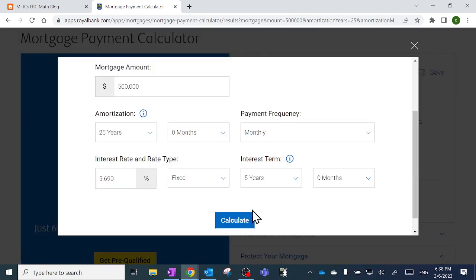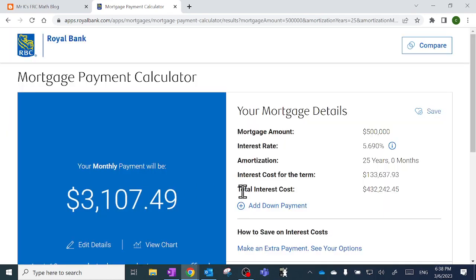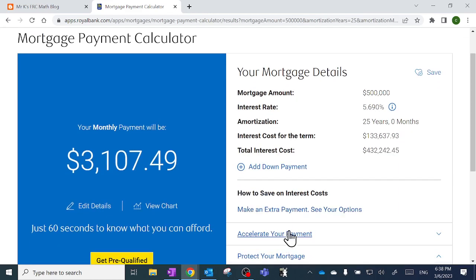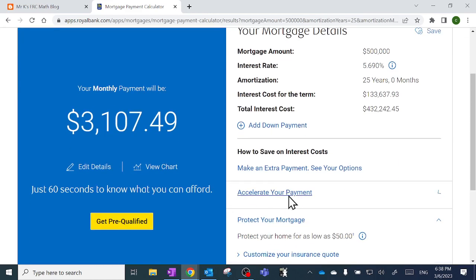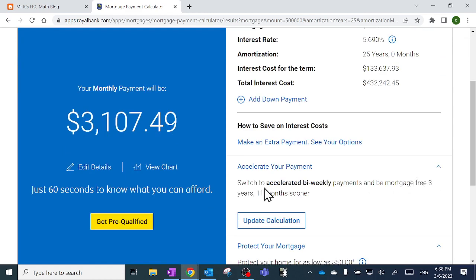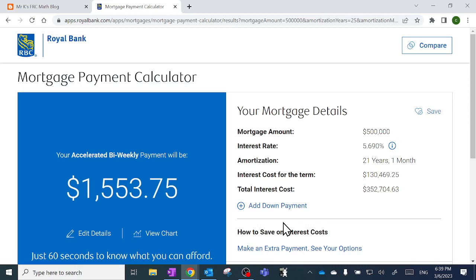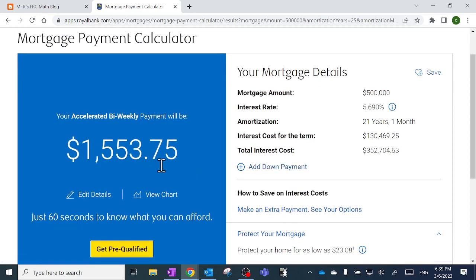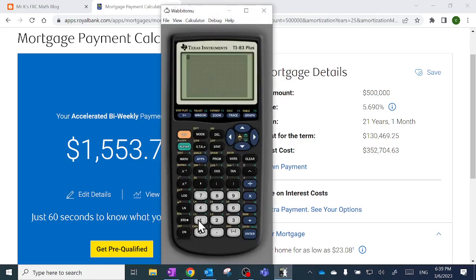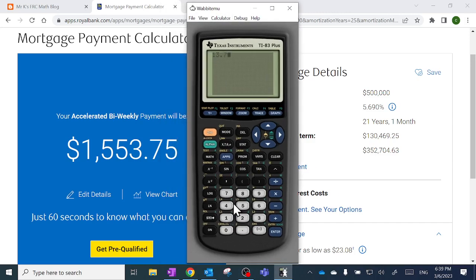oh, wait a minute, I clicked the wrong place. You can keep the same payment, but do what's called accelerate your payment to a bi-weekly, so that you pay every 2 weeks. Here's how much you'd pay every 2 weeks. And if you actually go, okay, I'll take that number, 1553.75, and I times it by 2, right? Because biweekly means every 2 weeks.